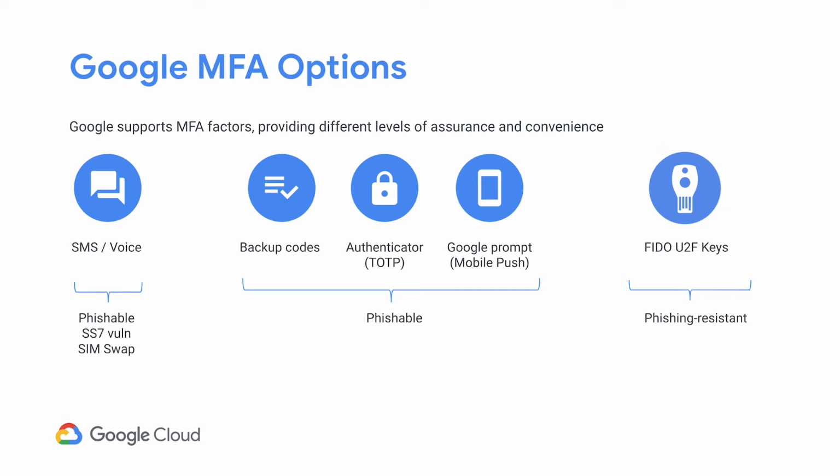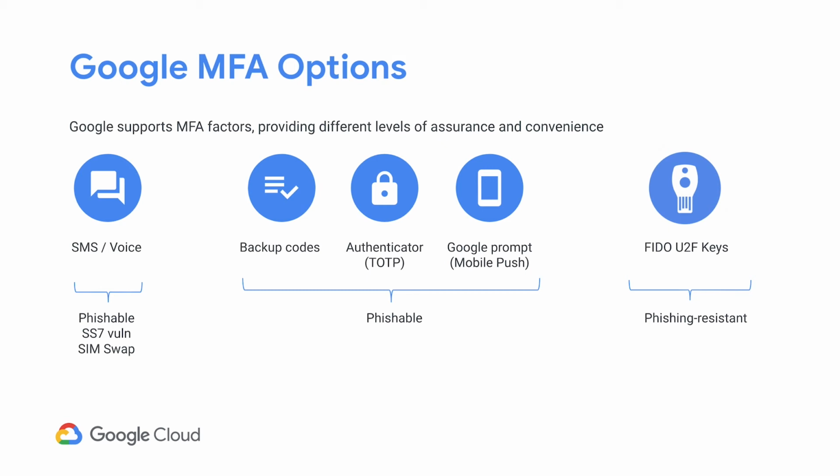From a security perspective, the available 2FA methods really fall into three buckets. SMS and voice are the most insecure among these options because they are vulnerable to what is known as SIM swap attacks, and the SS7 protocol itself has some long-standing vulnerabilities. In addition to these two, the SMS codes can also be phished. Backup codes, TOTP-based authenticator apps, and the mobile push form a second category of 2FA methods. All of these can also be phished.